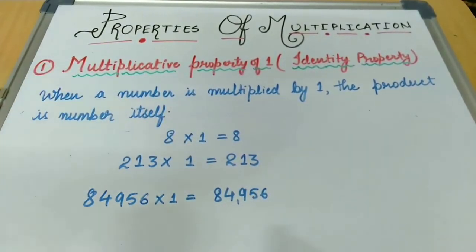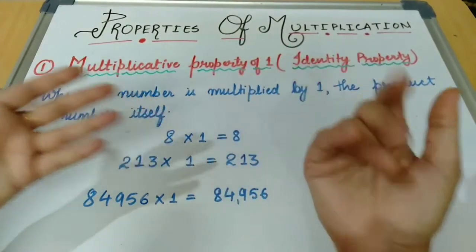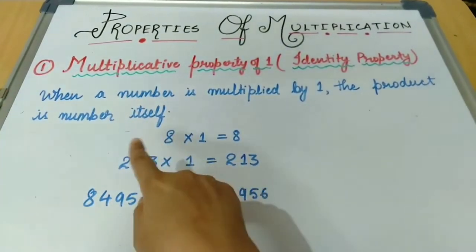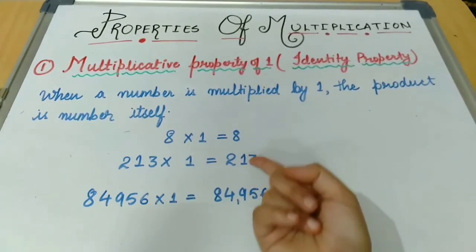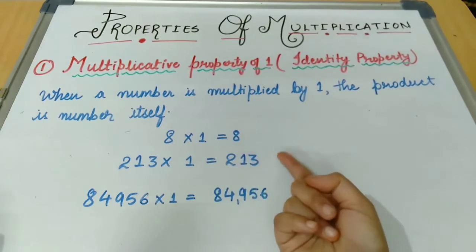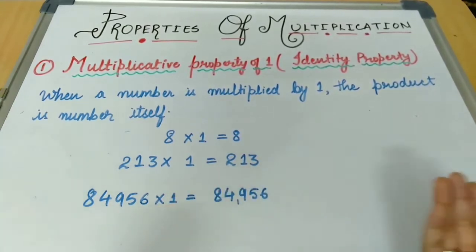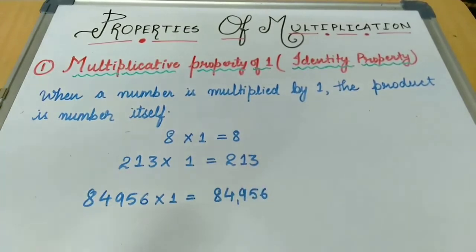We have studied in addition also that if it gives the same number, then it is called an identity property. So here are the examples. 8 multiplied by 1 is 8, we got the same number. 213 multiplied by 1 is 213, we got the same number. We can multiply any large number or small number by 1, and we will get the same result.